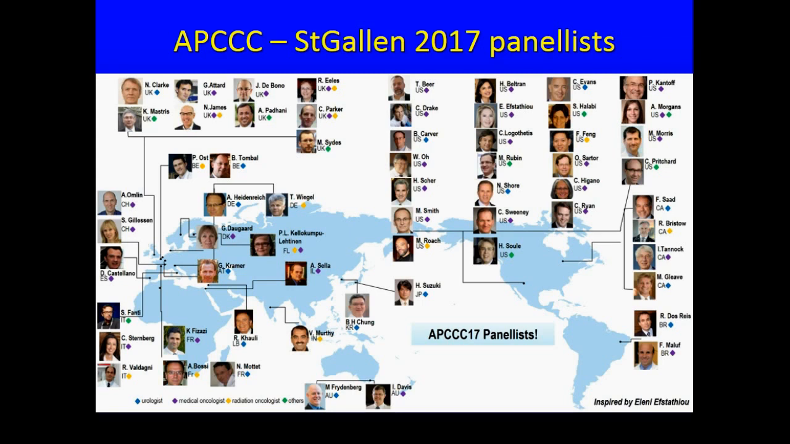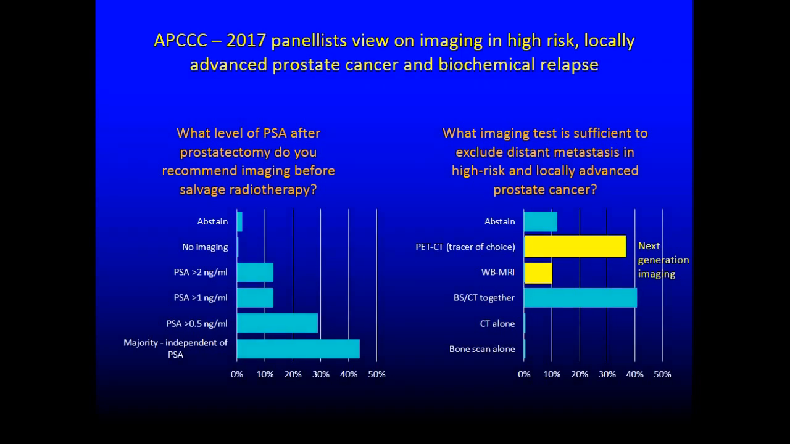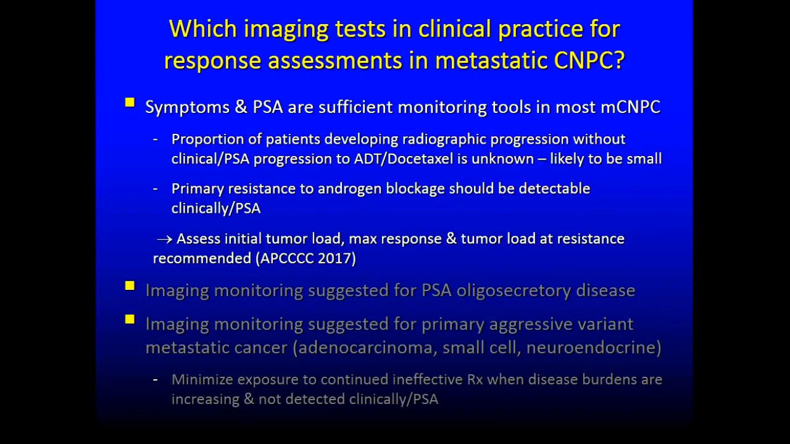Now, the latest data was reviewed by the St. Gallen 2017 panelists, and they also concurred that bone scans and CT scans are not very effective at excluding metastases in these patients, and in fact the majority of panelists, more than 50%, recommended next generation imaging tools for this purpose. Which imaging test should you use for response assessment in castrate-naive prostate cancer?